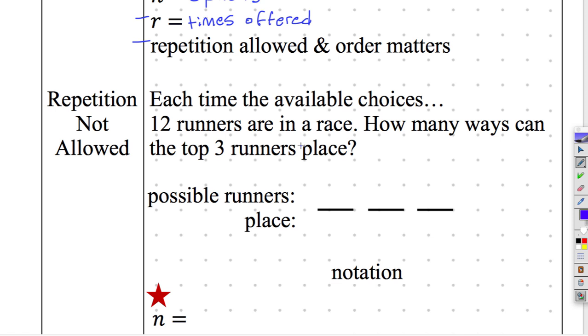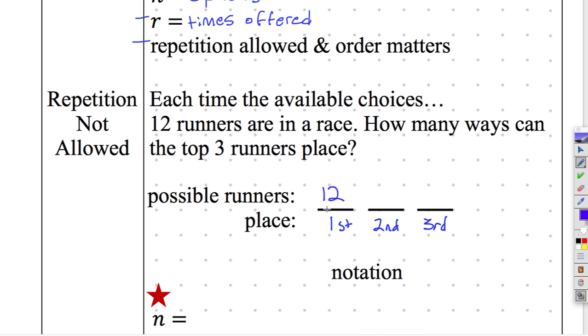Imagine there are 12 of these freshmen, these desks, running in a race. The top 3: gold, silver, bronze. How many ways can those 12 people place? So let's assume that this is the place. You can get first place, second place, or third place. How many options do I have for first place? 12. There are 12 runners.